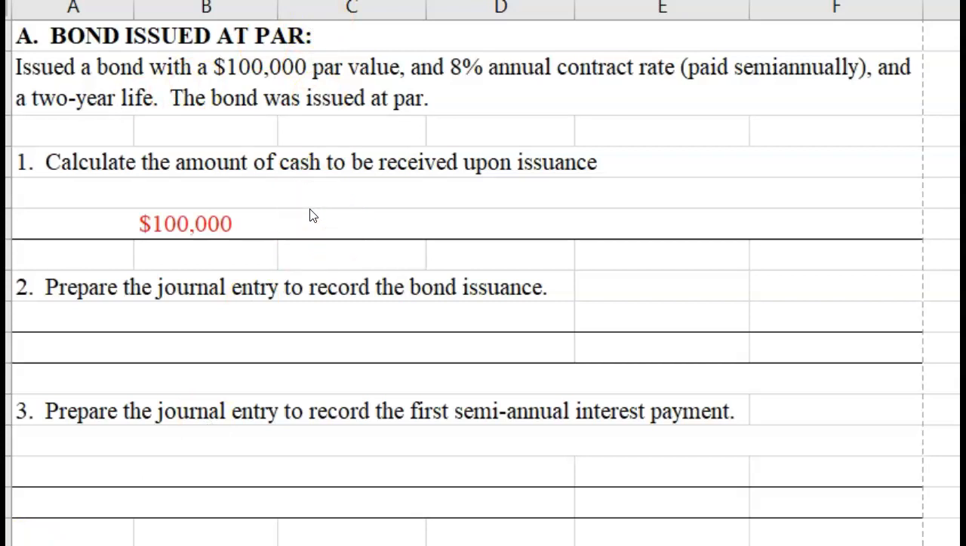A bond will be issued at par when the stated or contract rate of interest is equal to the market or effective rate of interest when the bonds are issued. If a bond is issued at par, the cash received from issuing the bond is equal to the par value of the bond.